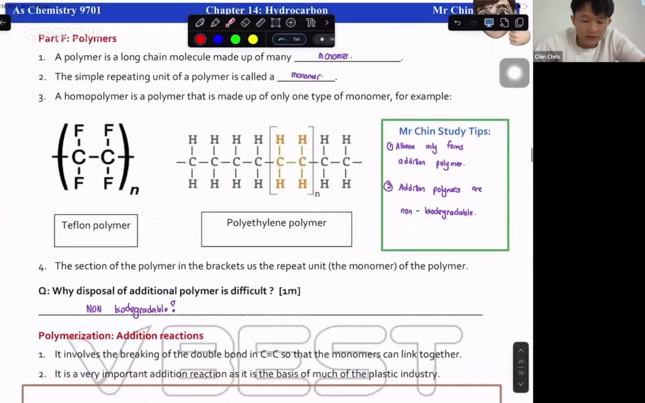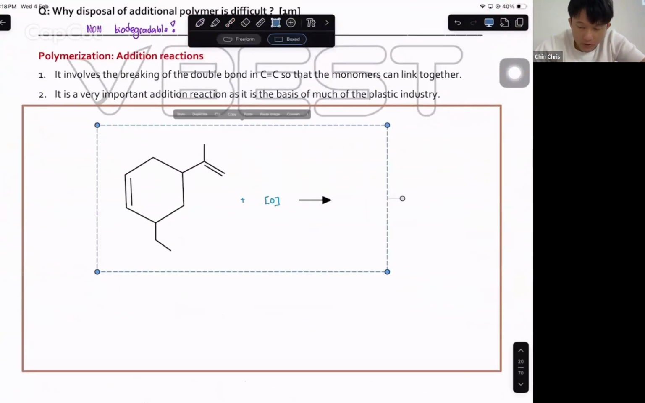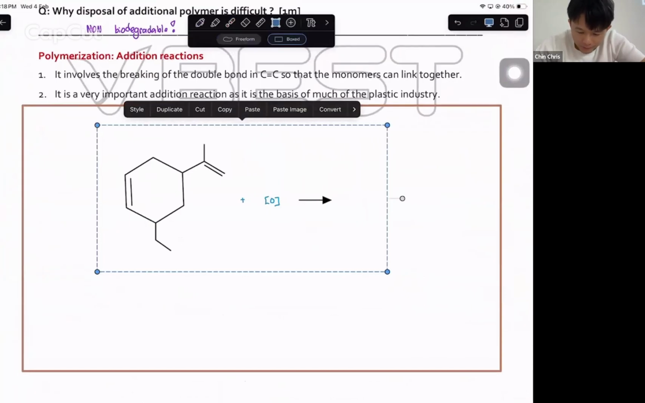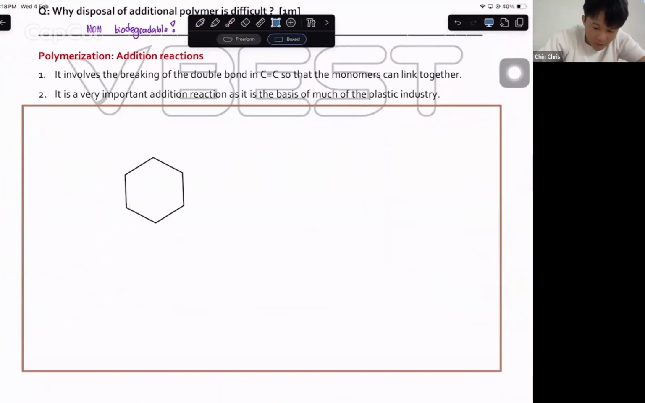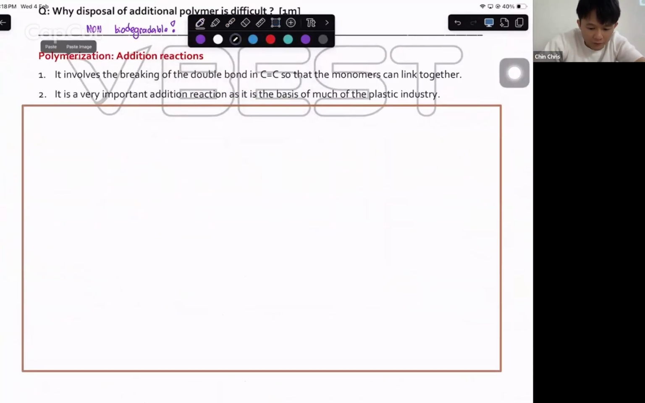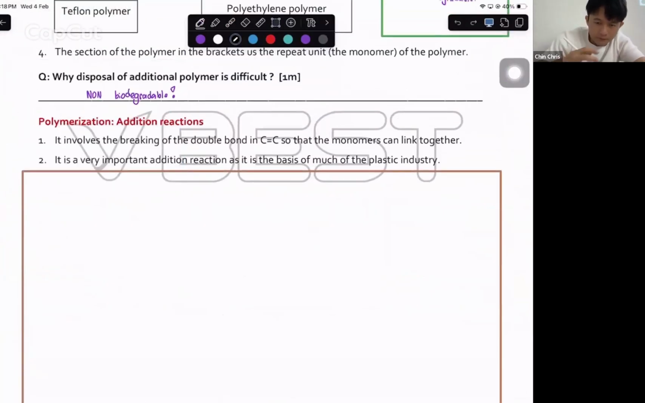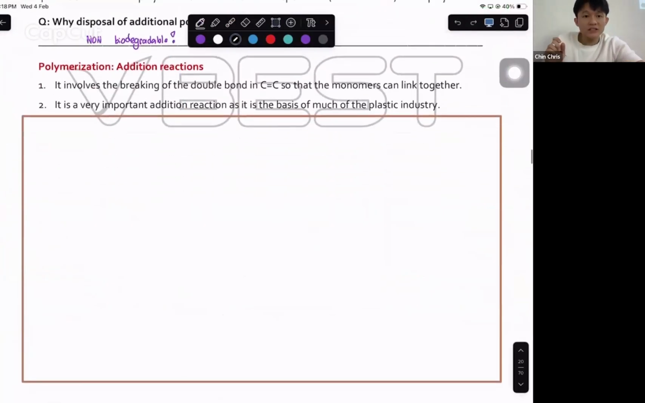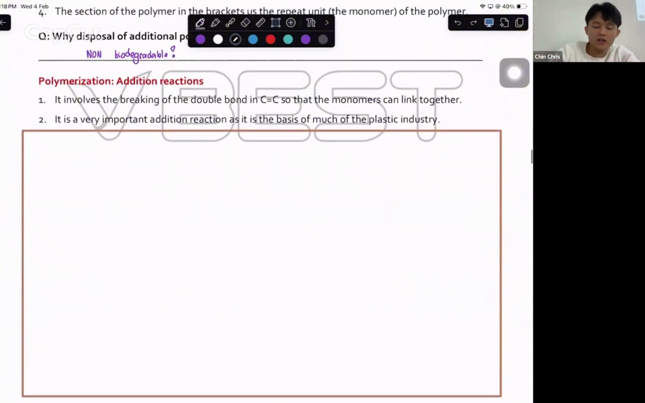Okay, guys, now let's look at addition polymerization. For addition polymerization, I want you to split it into half. Always remember, for addition polymerization, it's going to be 50%, 50%.